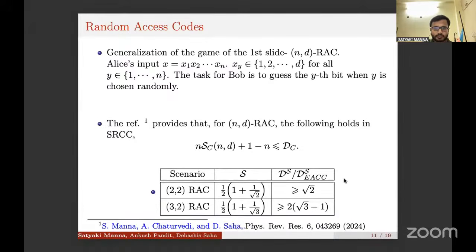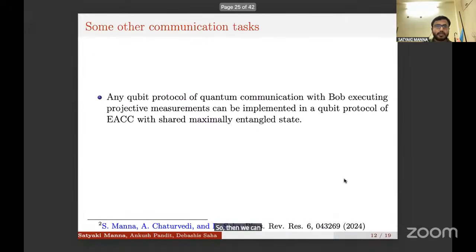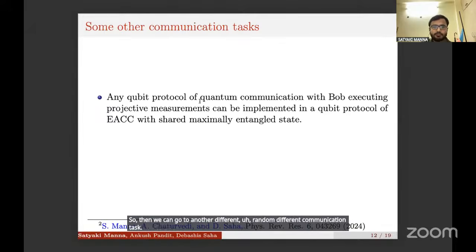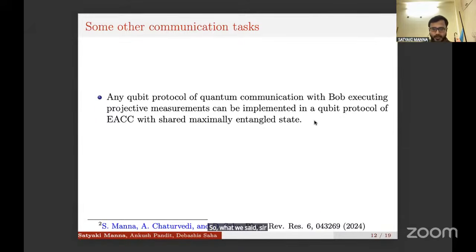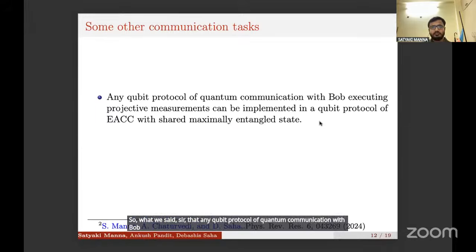So then we can go to a different communication task. For that, we prove a more general result that connects normal quantum communication to entanglement assisted classical communication. We show that any qubit protocol of quantum communication with Bob executing projective measurements, all these correlations can also be implemented in a qubit protocol of entanglement assisted classical communication.